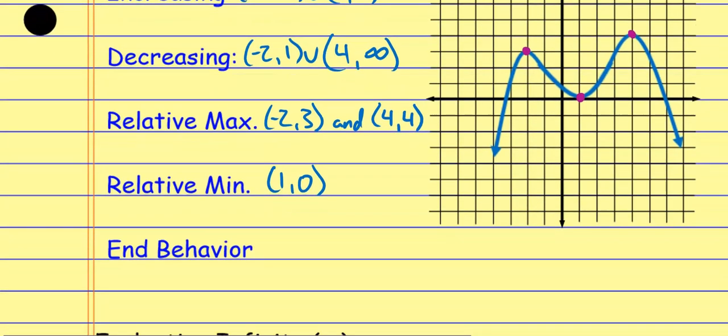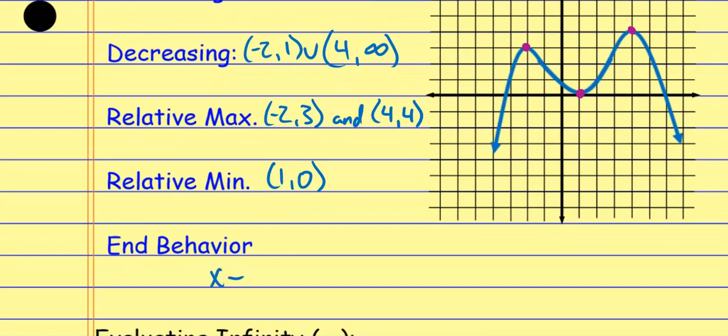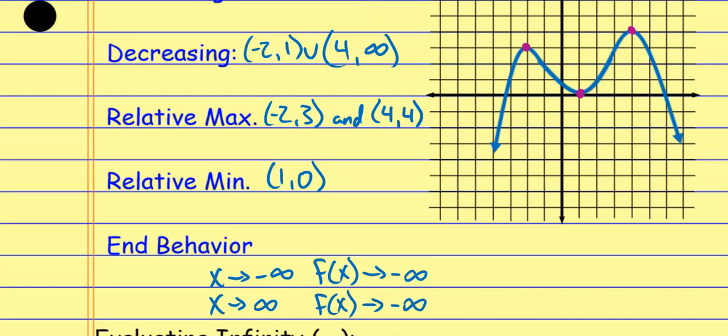And now end behavior, as x goes to negative infinity. As I look at the left-hand side, the function is going down. So f of x is also going to negative infinity. And then the right side of the function, as x goes to positive infinity, the function is going down on that end as well. So f of x goes to negative infinity again, okay? But we're just labeling the different aspects of this graph, okay?